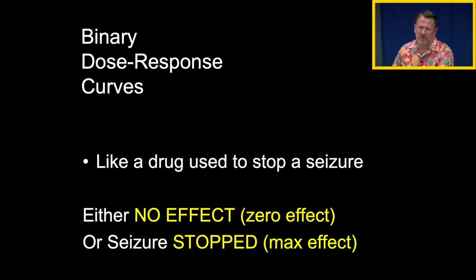Like when we're going to use drugs to stop a seizure. We give a little bit of drug, the seizure's not going to be a little bit less. And we give more drug, the seizure's a little bit less. No, they're having a seizure and we're giving them drug and we're giving them drug and we're giving them drug. And then finally we stop the seizure and that's when we get maximum effect. So there's only zero effect and maximum effect and nothing in between. And we'll see that as well.